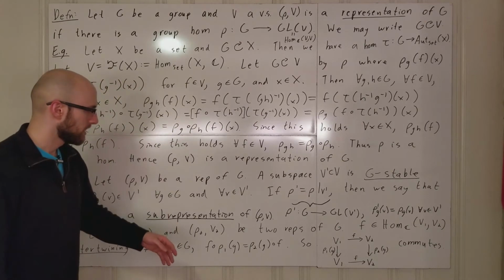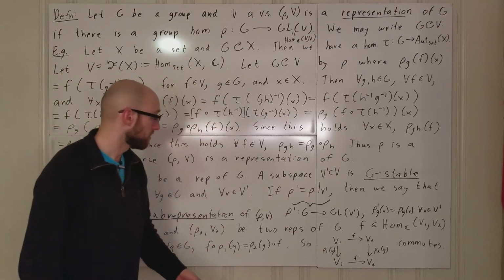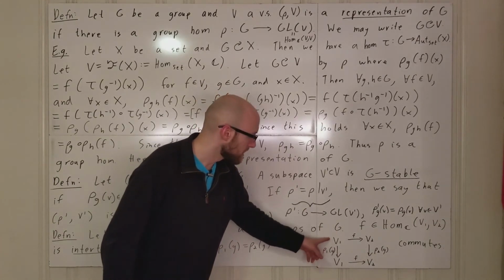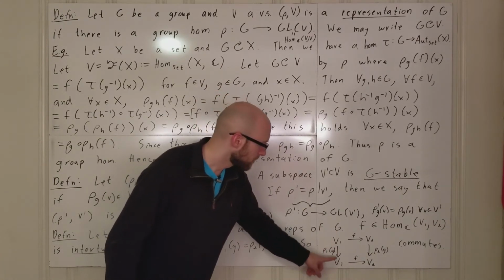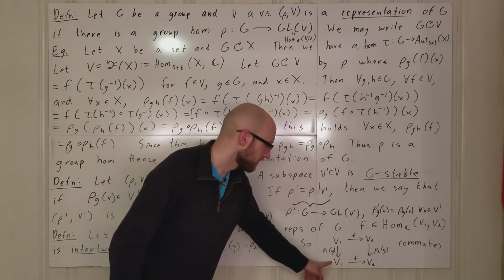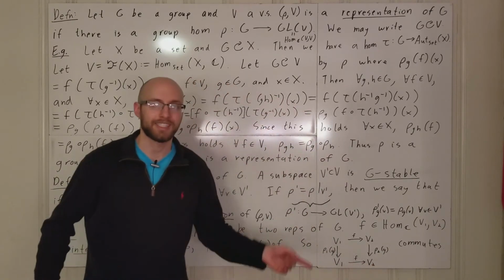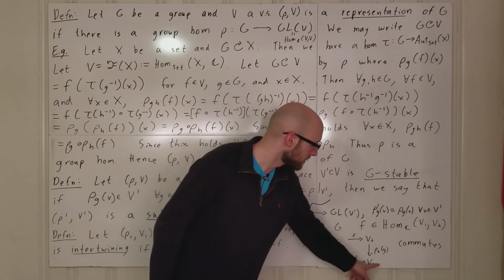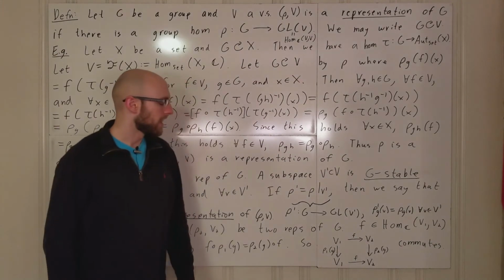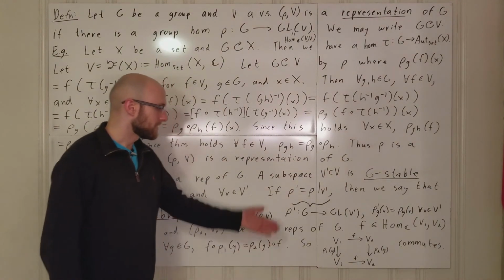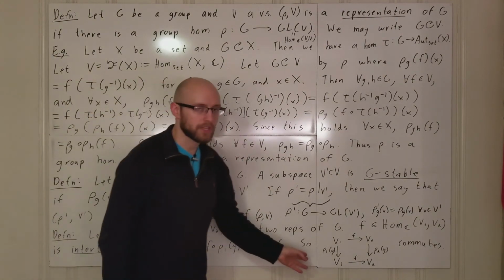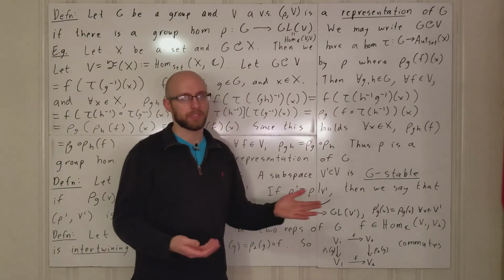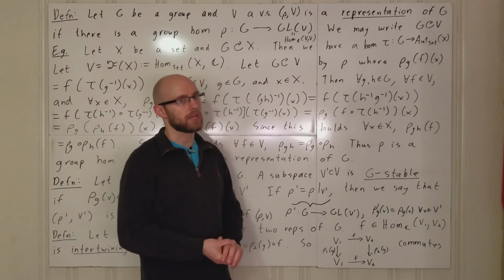So we have this, and so this diagram commutes. And it commutes for every single G in G. So if you take any G in G, then going from V1 to V1 through rho 1 G and then going from V1 to V2 through F is going to be the exact same thing as going from V1 to V2 through F and then from V2 to V2 through rho 2 G. And these maps F that satisfy this property are going to be our maps between representations. And we'll go into more detail on that in the next video.